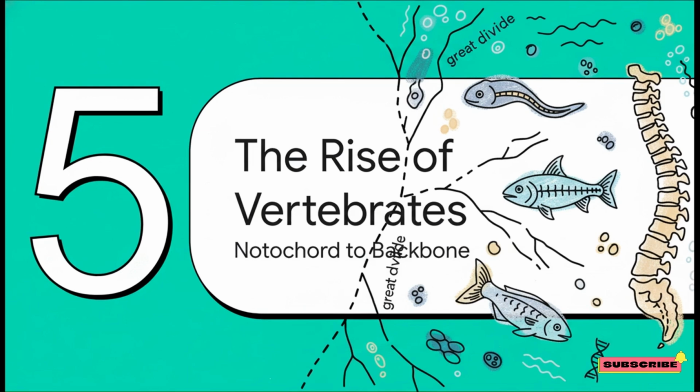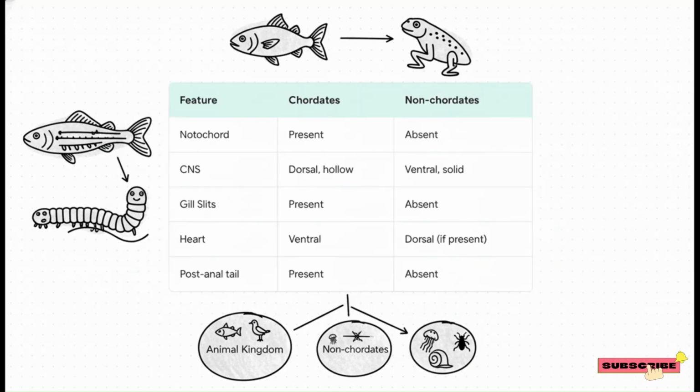Okay, so everything we've looked at so far has been on one side of that massive evolutionary divide we talked about. Now, it's time to cross over to the other side. We're heading into the phylum that includes, well, us. Welcome to phylum Chordata. And this table just lays it all out crystal clear. The key features of our group, the chordates, are all right there.